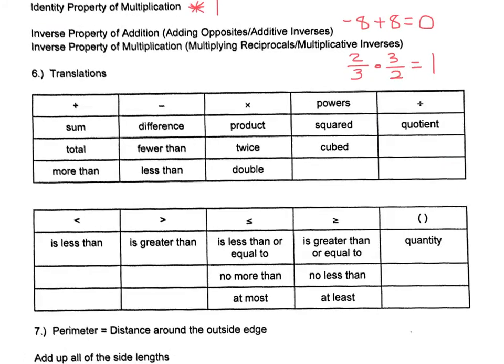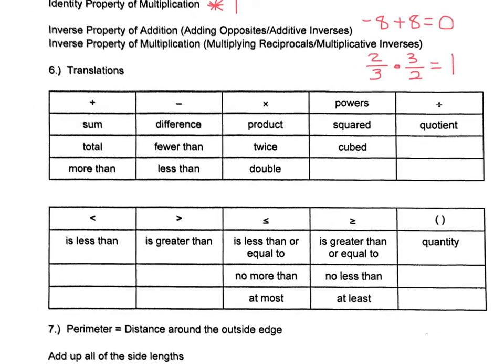All right, next was the translations. We spent a lot of time on translations, so I've made a chart here that you can quiz yourself on. I'm not going to go through all of them right now. You can do that on your own time. I'm going to point out a couple of them. Fewer than, less than, those mean subtract and switch. Many times we'd forget the switch part. Subtract and switch.